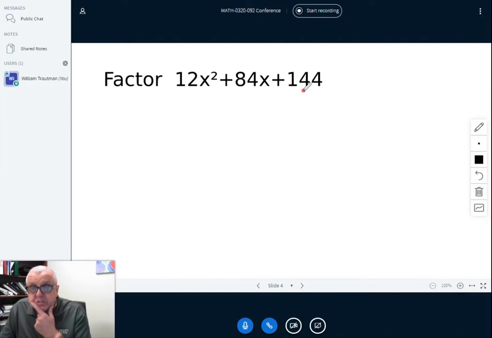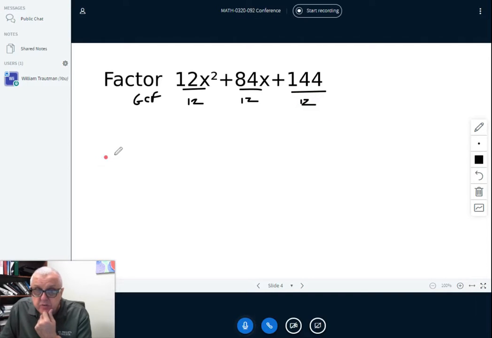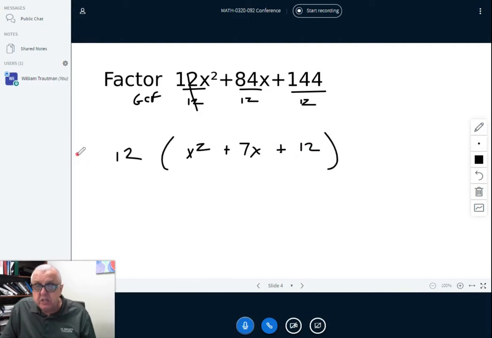Factoring three terms. The first thing we want to do, once again, just like the last problem, is always look for a GCF, a greatest common factor. I think 12 goes into 12, 12 goes into 144, and 12 does go into 84. So I'm going to divide each of these by 12. 12 divided by 12 is 1x squared. 84 divided by 12 is a positive 7x. And 144 divided by 12 is 12. So we factored out a greatest common factor.